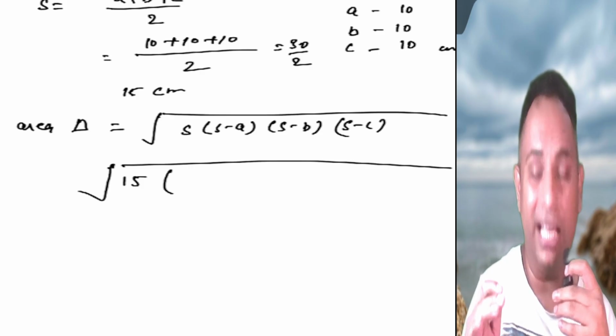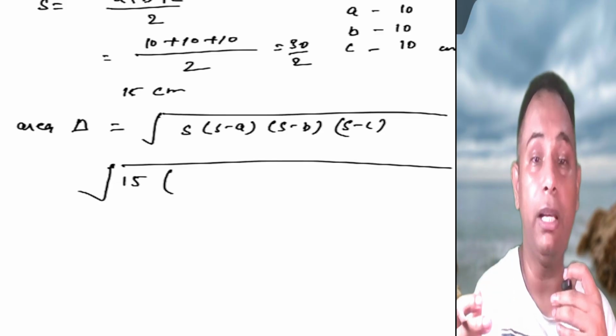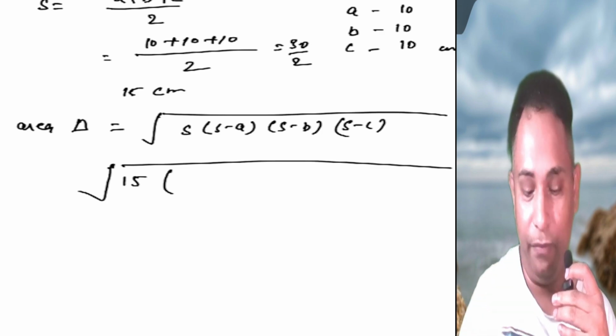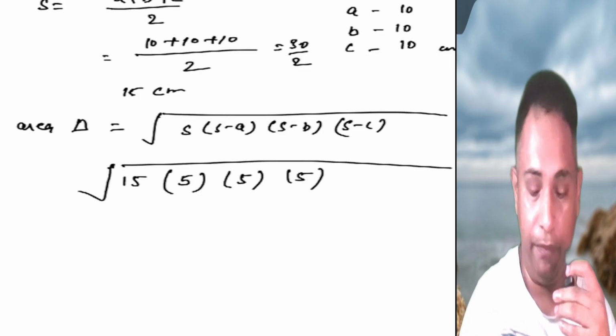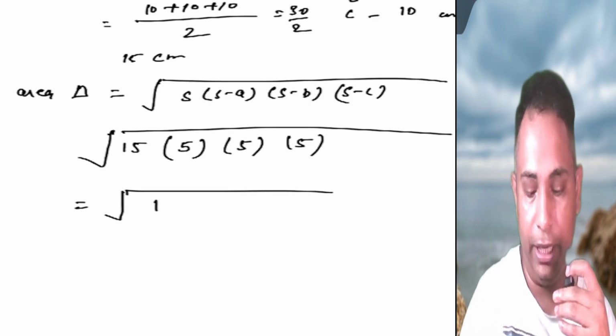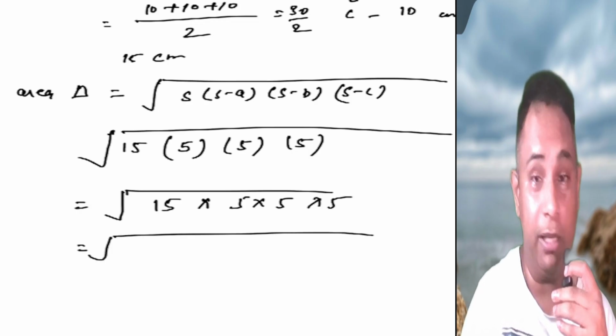Since A, B, C are all equal, S minus A, S minus B, S minus C will all be equal. 15 minus 10 is equal to 5. So we can write S minus A is 5, S minus B is 5, and S minus C is 5. So what we got finally is 15 into 5 into 5 into 5. We can also write 15 as the multiple 5 into 3.